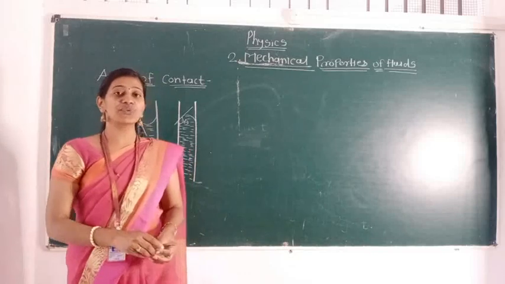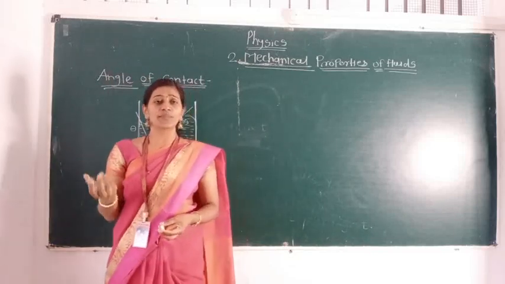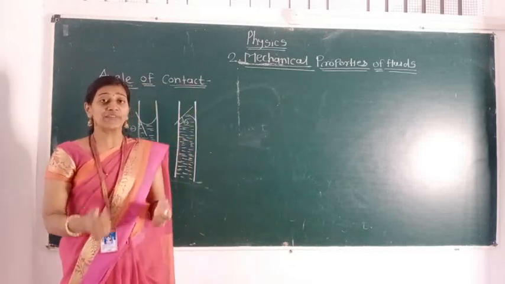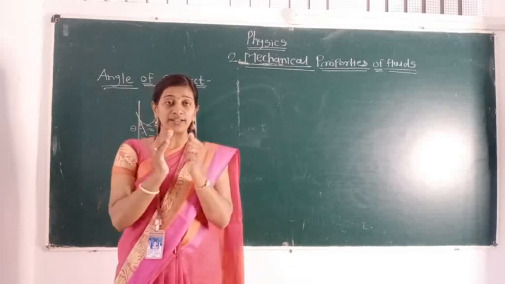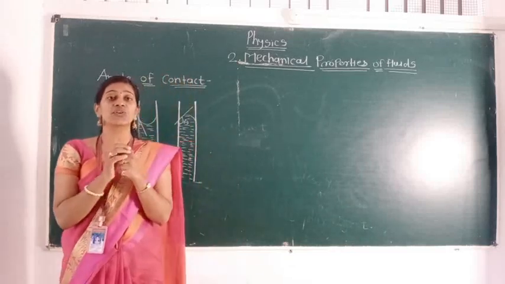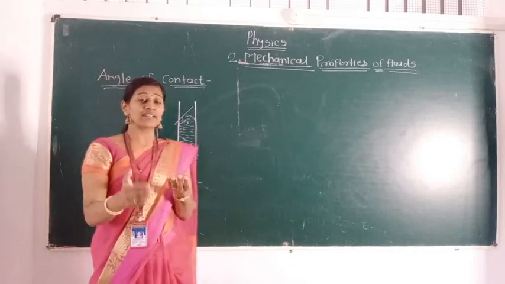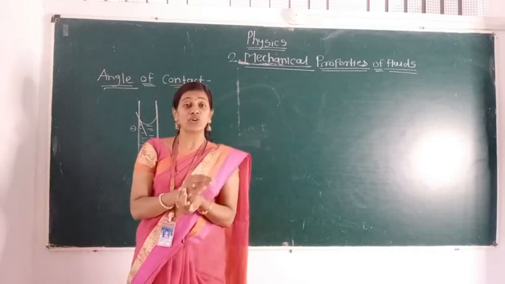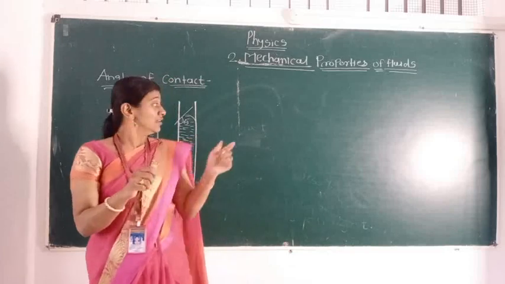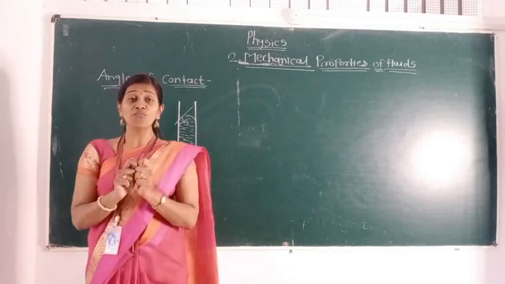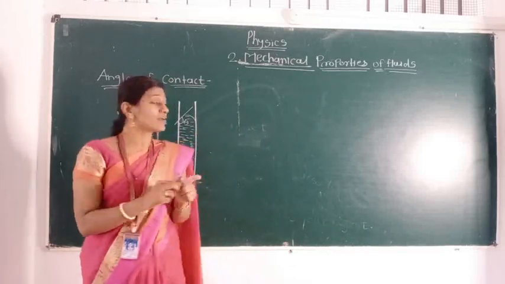In the last lecture we discussed the basics of the angle of contact. Whenever liquid and solid come in contact, at that time the meniscus is going to form. What is a meniscus? Meniscus means when the liquid surface and solid surface come in contact, the meniscus is going to form, meaning the liquid surface becomes curved.